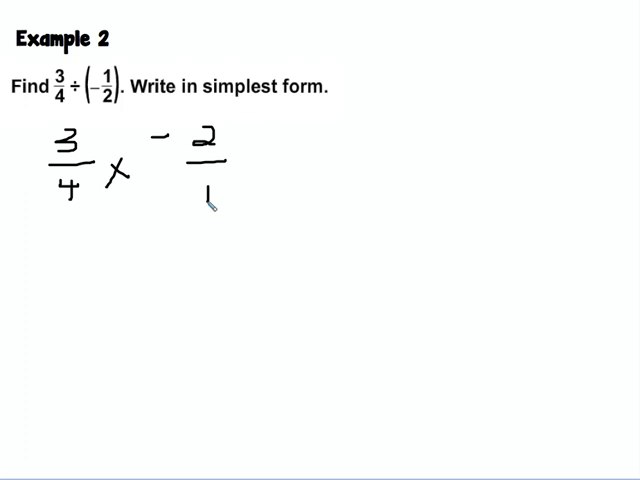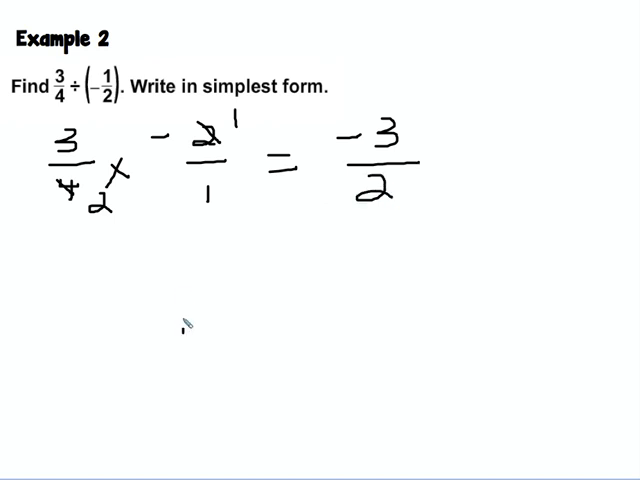Now I'm going to see if I have any cross-eyes. Well, I can cross-eye 2 and 4, divide by 2, this becomes a 1, divide by 2, this becomes a 2. Now I'm going to multiply across. 3 times -1 is -3. 2 times 1 is 2.